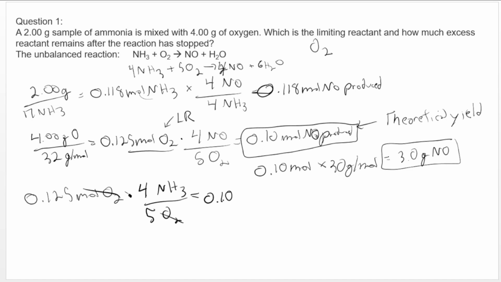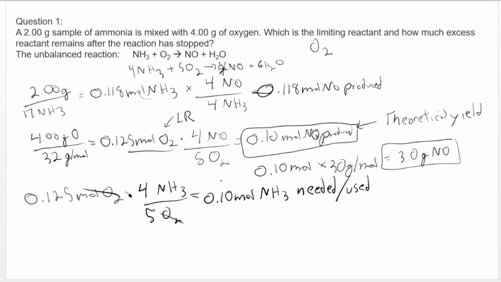But this 0.10 is not the same as this 0.10 from NO produced. The only reason why we did that is because the molar ratio of oxygen to NO is the same as the molar ratio of oxygen to NH3. If these coefficients were different, the math would be different. So we have our 0.1 moles of not NO anymore, but NH3 needed. We call this our needed value or our used value. So this is the amount of the excess reactant that was used in the reaction in moles.